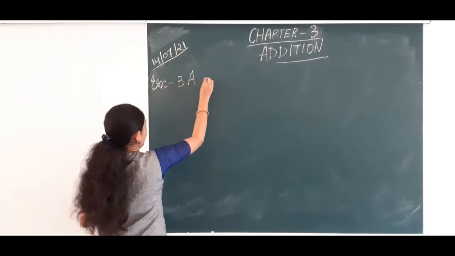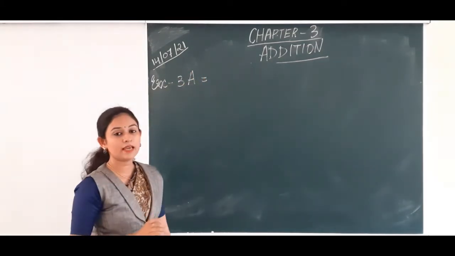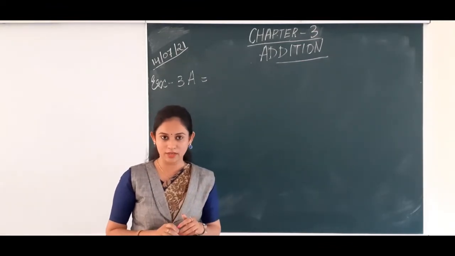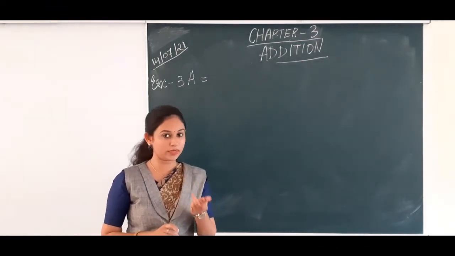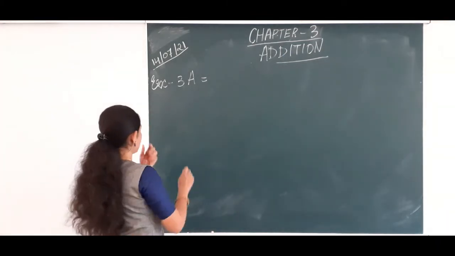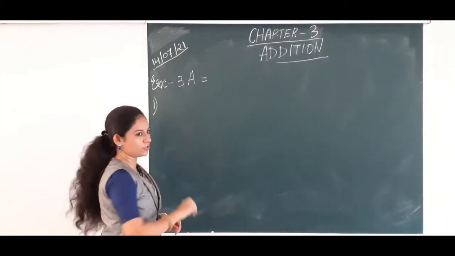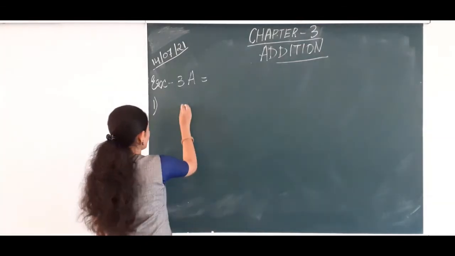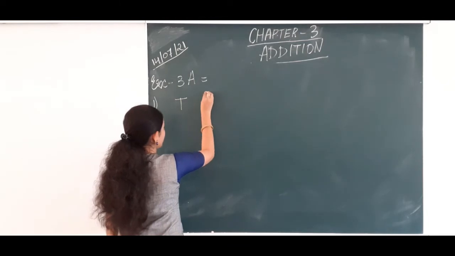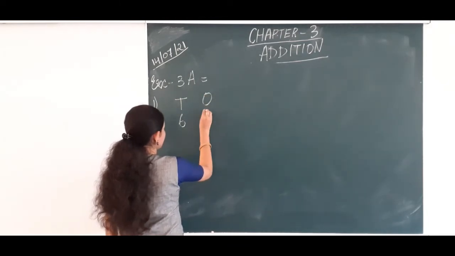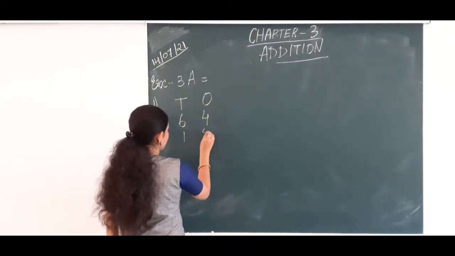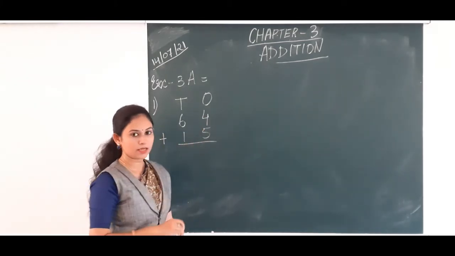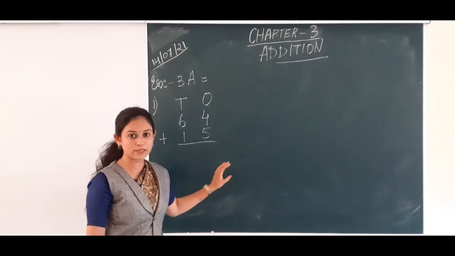Exercise 3A is addition of two-digit numbers without carrying. The first question we are going to do is 64 plus 15.